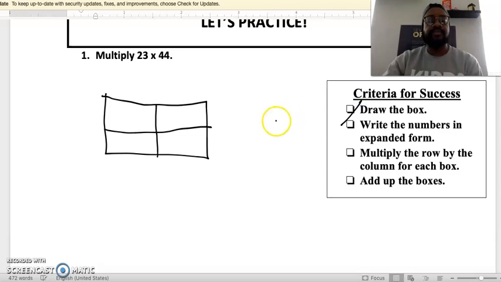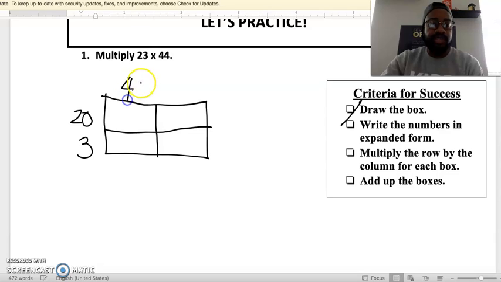Cross out step 1. Step 2 says write the numbers in expanded form. Well, 23 is 2 tens, which is 20, and 3 ones, which is 3. 44 is 4 tens, which is 40, and 4 ones, which is 4. Cross it out. Now I'm going to multiply row by column.